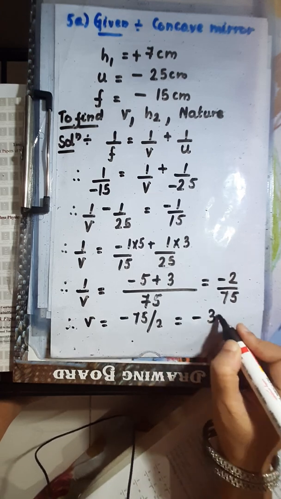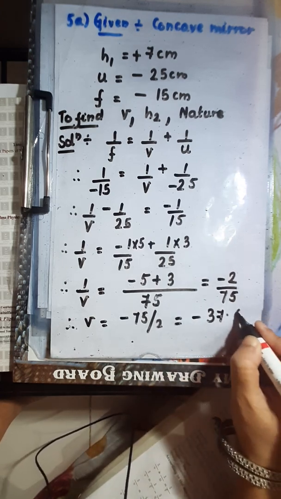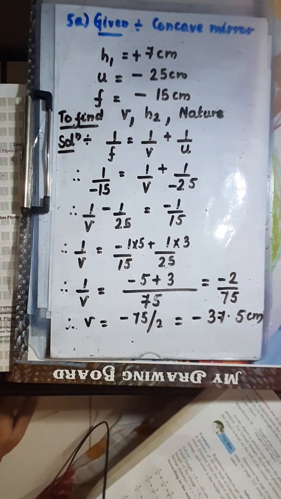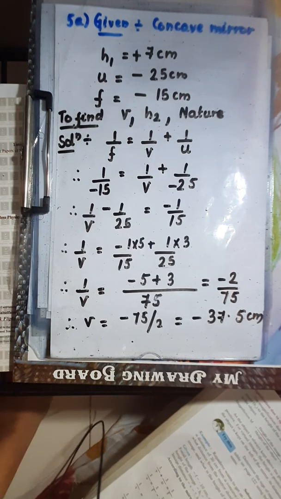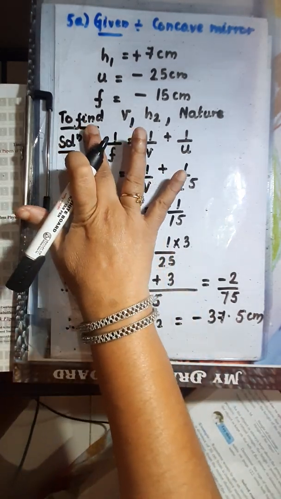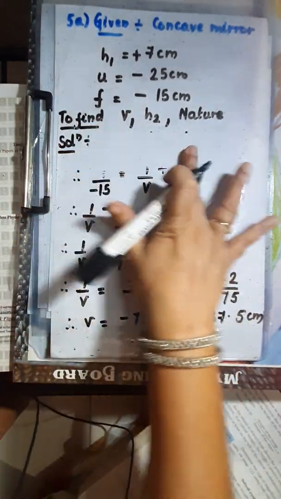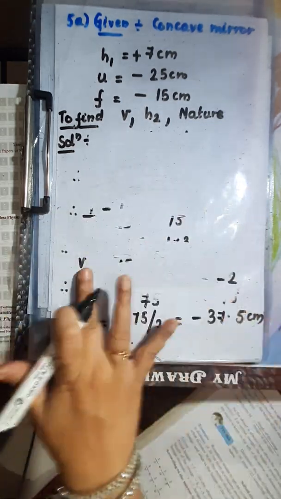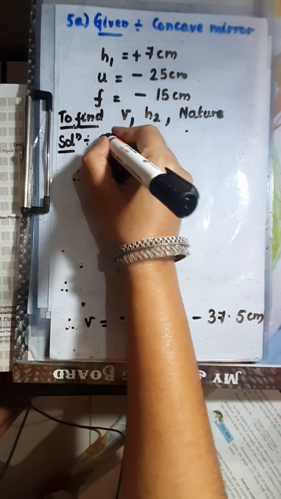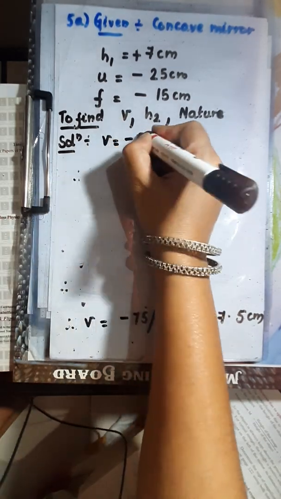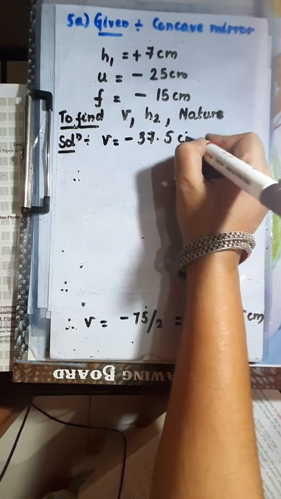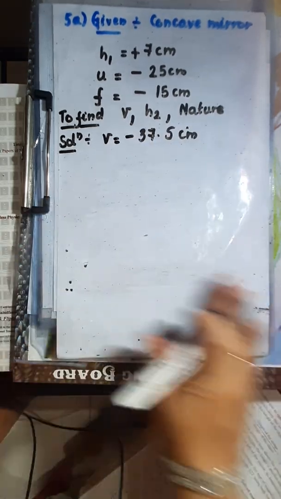Minus 37.5 centimeter. Okay, now we have to write this later, so we only will keep our v ready, right? After that we have to get rid of the minus sign, right? So we will say that, what did we get? We got v as minus 37.5 centimeter, the distance of the image, right?